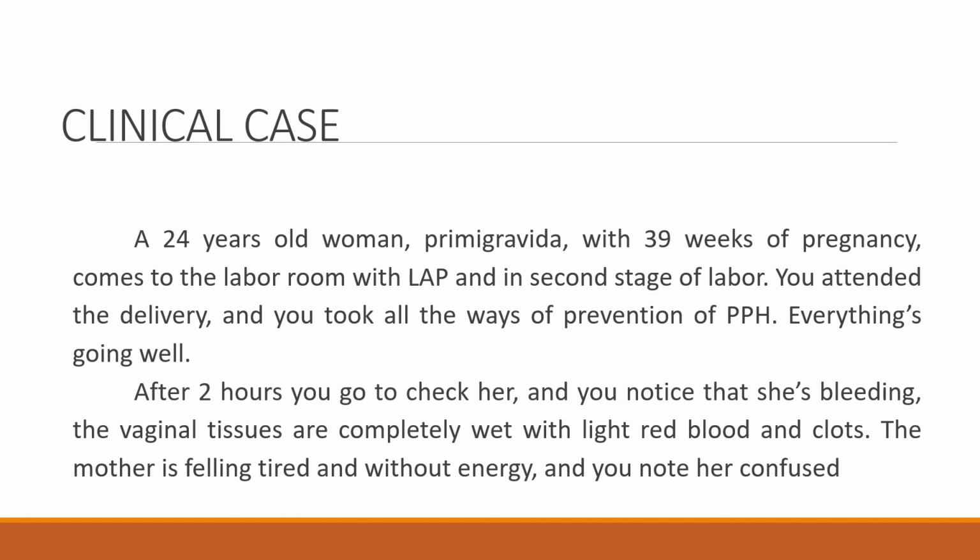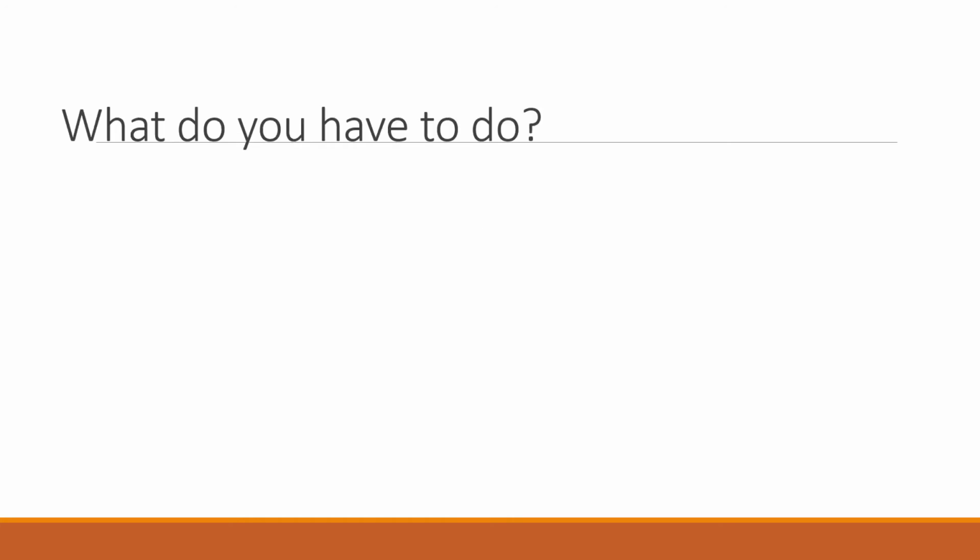After 2 hours, you go to check her and you notice that she's bleeding a lot. The vaginal tissues are completely wet with light red blood and clots. The mother is feeling tired and without energy, and you notice she is confused. You know that she is mildly disoriented, etc. So, what do you have to do in this case? I invite you to pause the video and think about all the steps that we have seen.